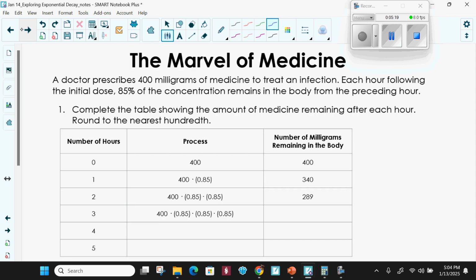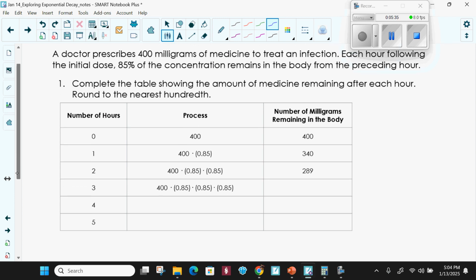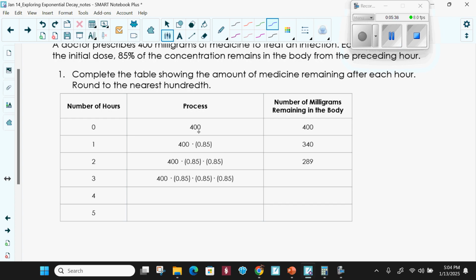The doctor prescribed 400 milligrams of medicine to treat an infection. Each hour following the initial dose, 85% of the concentration remains in the body from the preceding hour. So complete the table showing the amount of medicine remaining after each hour, round to the nearest hundredth. Okay, so 400 was our initial amount, so at 0 hours we're at 400, and then we have 85% of the concentration remaining. Now, in the equation, we want to use the decimal version, so we'll just put y.